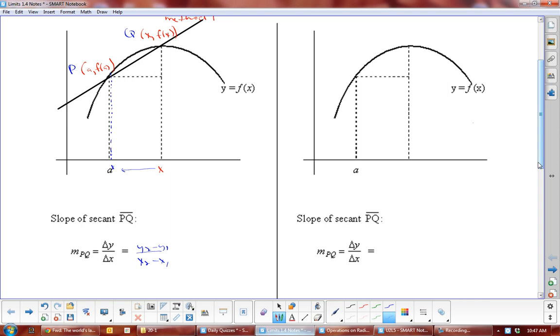And then all I'm going to do is I'm going to take the y's, which is f of x minus f of a, and I'm going to subtract x minus a.